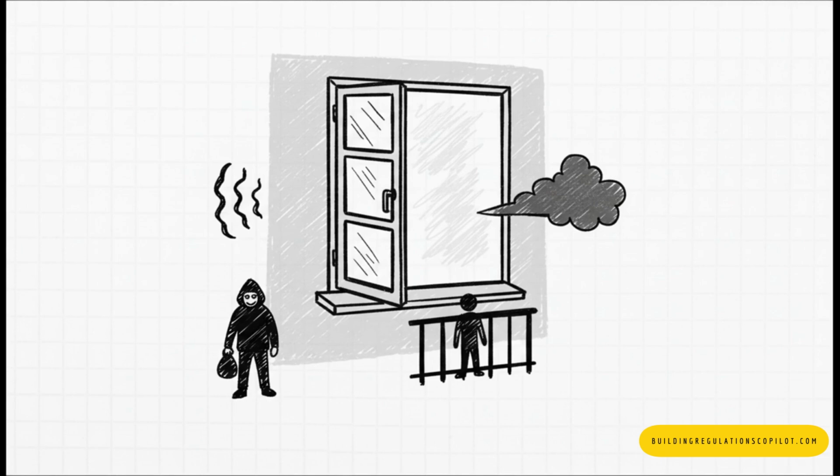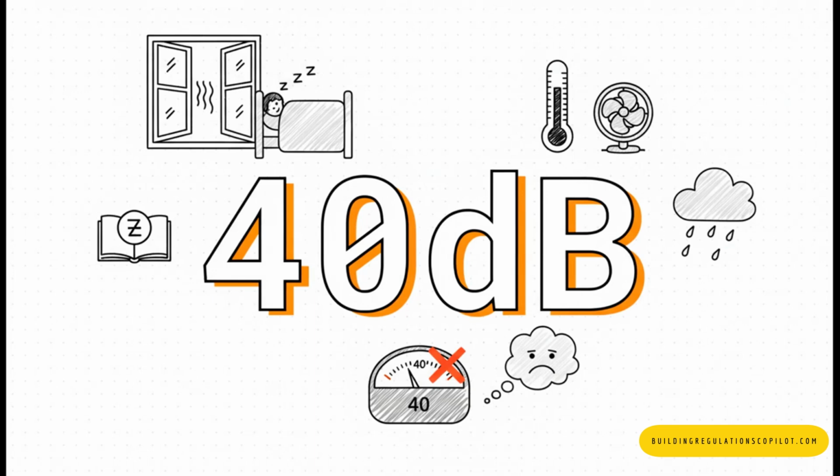That means you have to think about noise from the outside, about security, especially on the ground floor, about pollution, and about the physical safety of the openings themselves. All right, I want you to remember this number, 40 decibels. This is the absolute maximum average noise level allowed inside a bedroom at night while the windows are open for cooling. To give you some context, that's about as loud as a quiet library. If the street outside is any louder than that, your whole natural ventilation plan could be dead in the water.